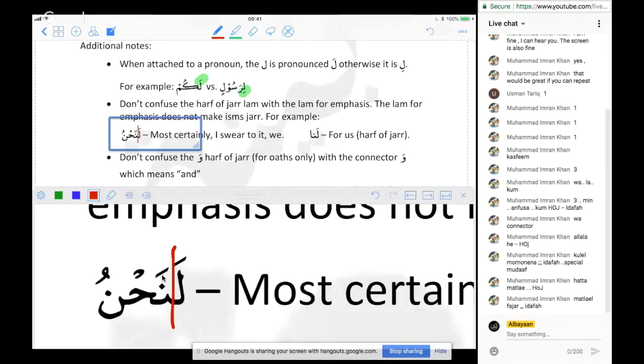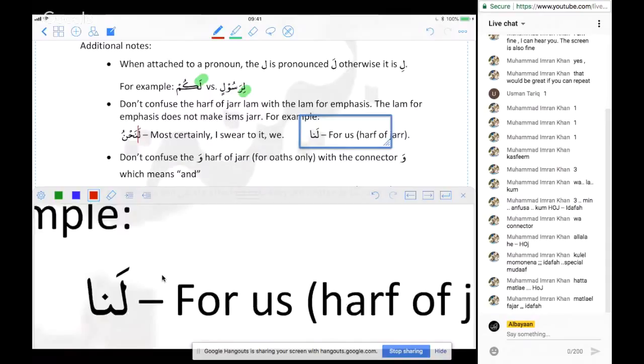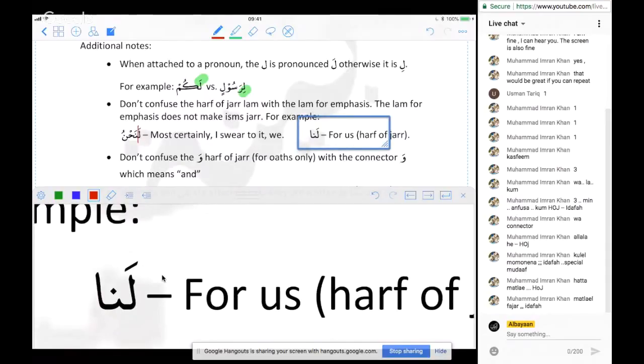So that's because if you have a lam and the following, then the emphasis, it's not the lam of jar majroor. It is not the jar majroor fragment. Okay, just keep that in mind. It's just pointers that I want you to know, so you don't get confused. In the same case, the same lam would appear with the attached version of a pronoun like lana.